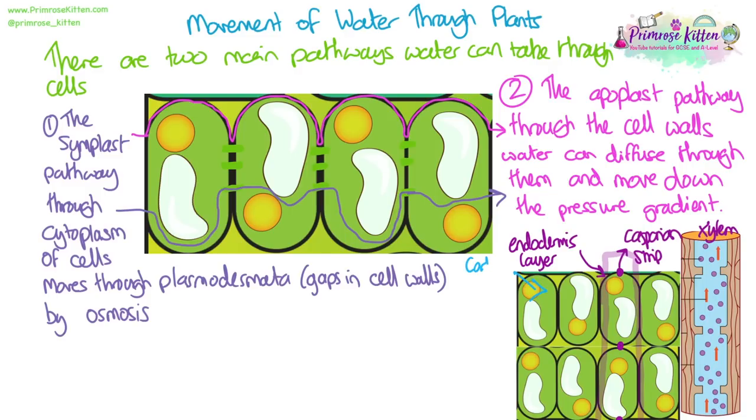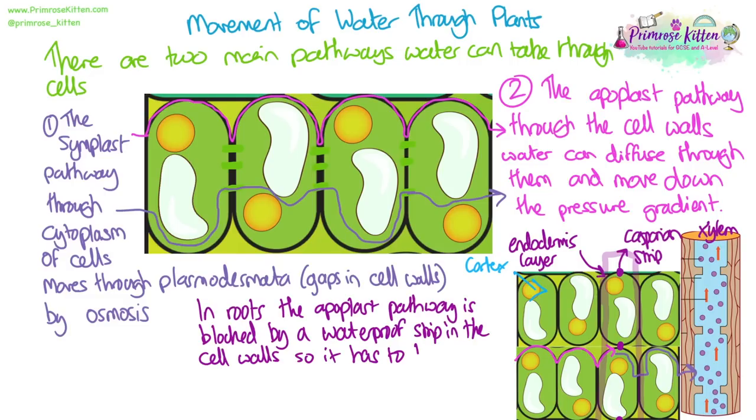In roots, water has to move slightly differently. There is a cortex layer, and then there is an endodermis layer of cells. When water reaches this endodermis layer of cells, it has to stop moving through the apoplast pathway and has to switch to the symplast pathway. This is due to the Casparian strip, which is a waterproof strip in the cell walls, so water can no longer diffuse through this section.